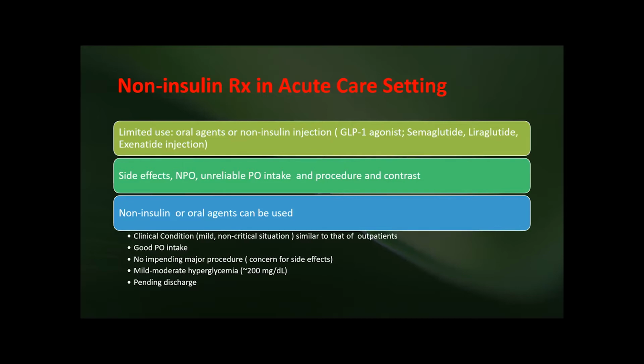These are the 3 widely used GLP-1 agonists: semaglutide, liraglutide, and also exenatide injection. Semaglutide is once a week. This one is once a day. It can be twice a day, or it's a sustained release that can be once a week. And that's because of the side effects, because PO intake is not reliable, and because of ongoing procedures with contrast. So it is preferred not to use oral agents.